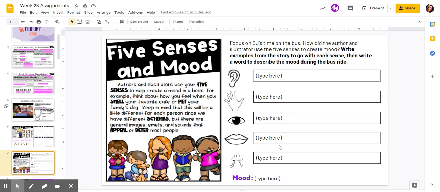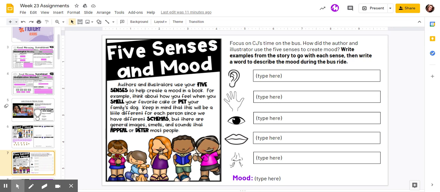Last, you're going to look at all of these things and you're going to determine a mood. What was the mood on the bus? And this can vary depending on your experiences and the senses that you focus on, what you choose for the senses, I should say. So there's not just one answer here.